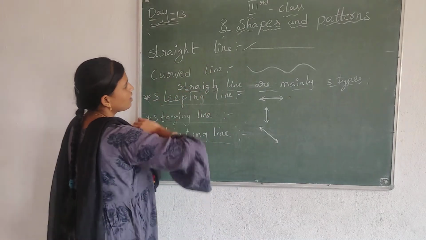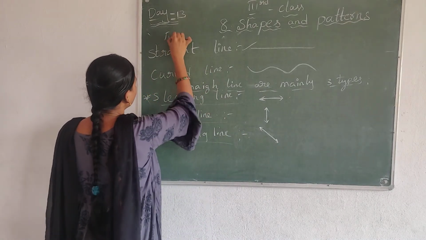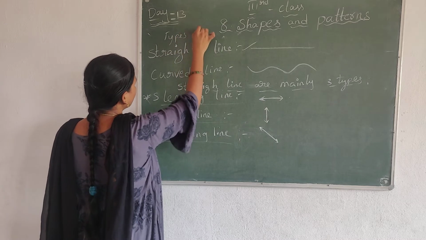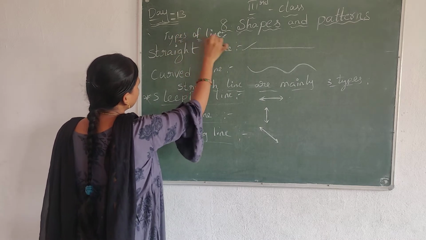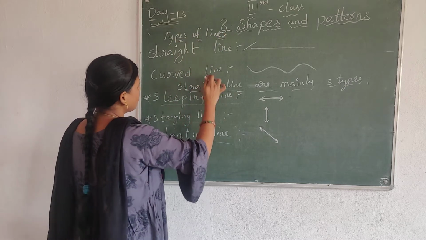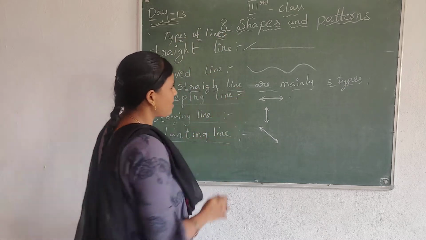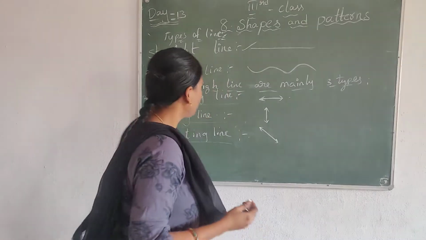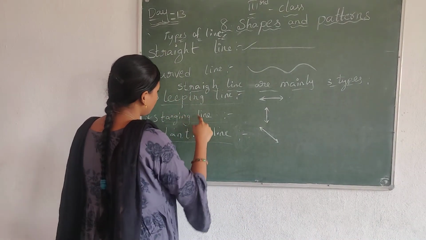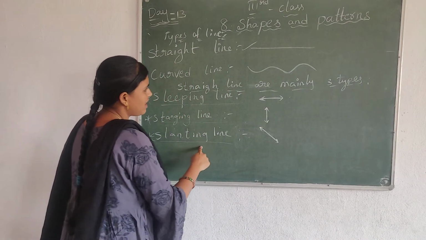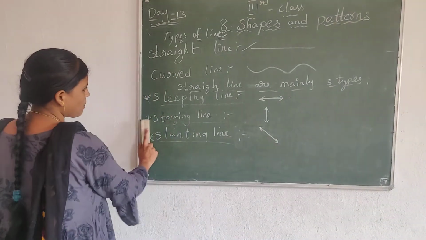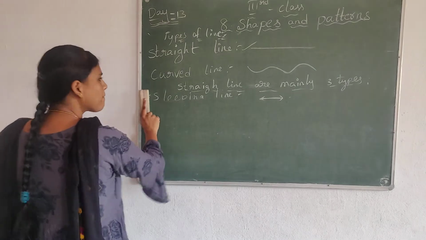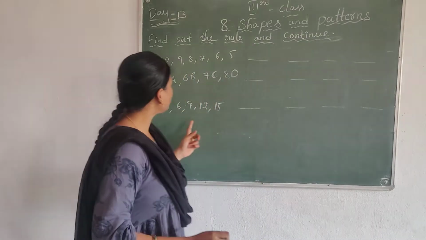What are the first types of lines? Straight line and curved line. In the straight line we have three types. What are the types? Sleeping line, standing line, slanting line. Understood, all of you?